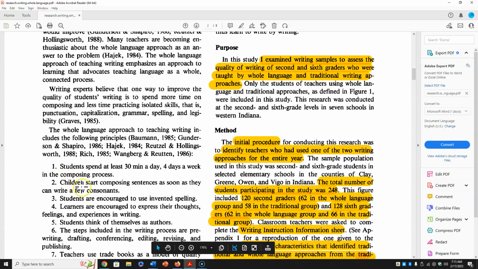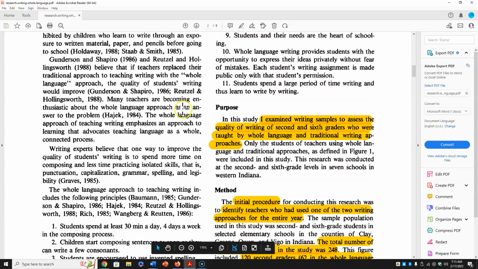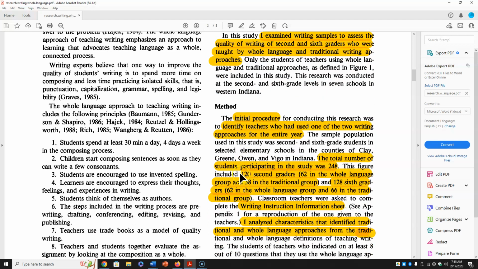All right. So here's what I did. Then I went right down to the purpose in the study. Now the abstract gave me a sense. It's like a pre-reading activity. I examined writing samples to assess the quality of writing of second and sixth graders who are taught by whole language and traditional approaches. All right.